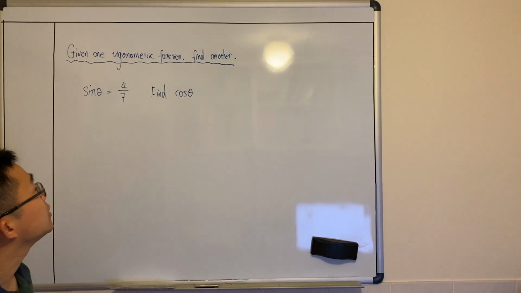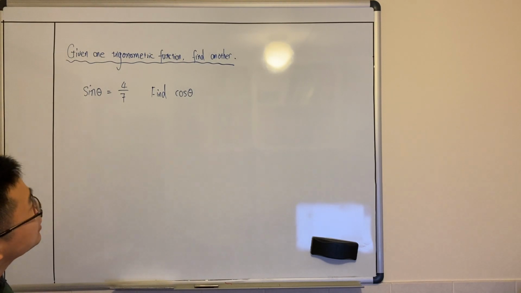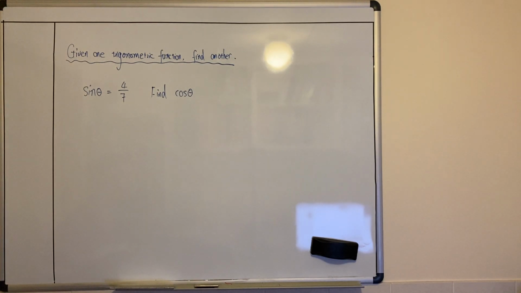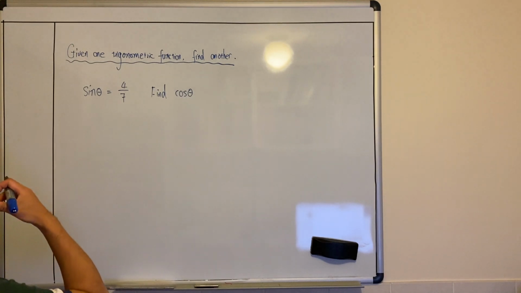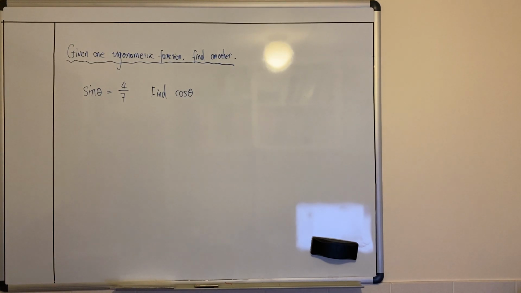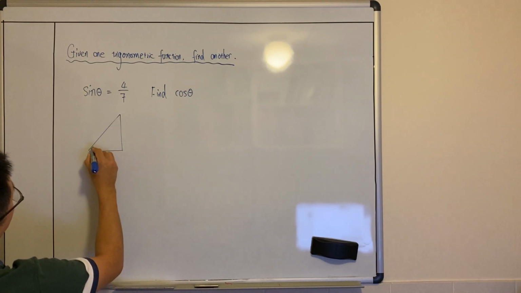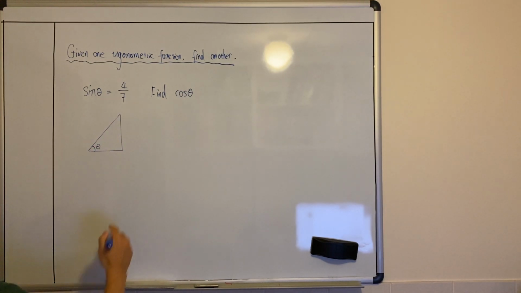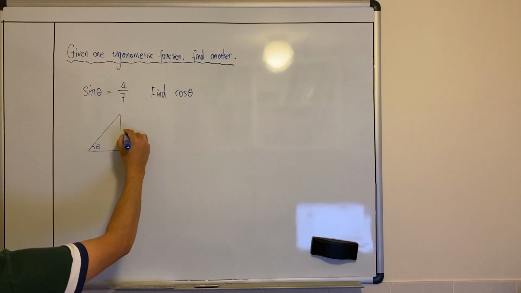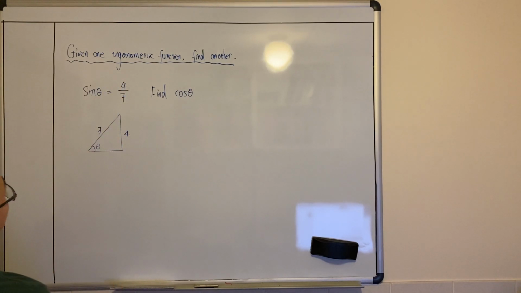Alright, how do we do this question here? There's a couple of ways you can do this question. At this stage, I think the best way to do it is thinking about a right angle triangle, and then you start to think about which quadrant the angle theta lies in. So have a look at this question here. We've got sine theta equals 4/7. If I try to draw a right angle triangle, that's angle theta. Sine theta is 4/7, which means 4 and 7 here.